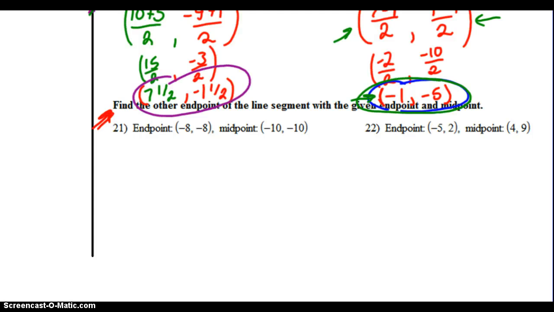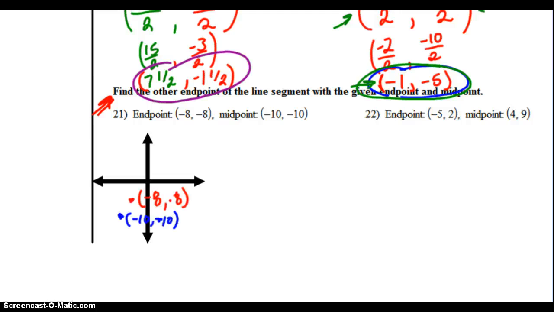Find the other endpoint of the line segment with the given endpoint and midpoint. These questions are a little bit different from what we've seen before, but not any harder. Let me draw a picture to show you why. So drawing a little graph here with the endpoint, -8, comma, -8, and the midpoint, -10, comma, -10, right here.